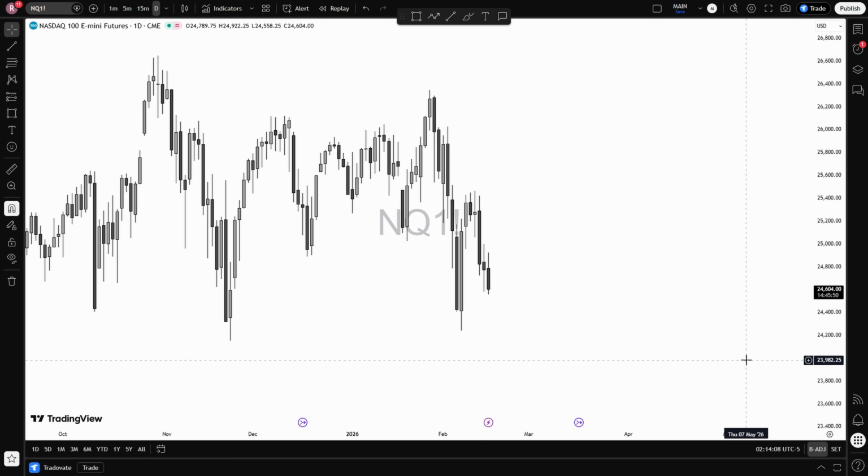Now the second setting down there is settlement. I personally have settlement turned off. What settlement does is it uses the official settlement price from the exchange instead of the last traded price of the session.